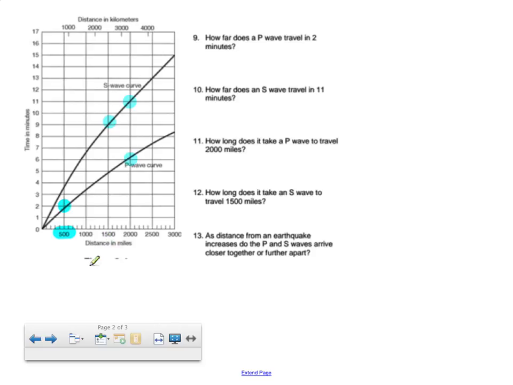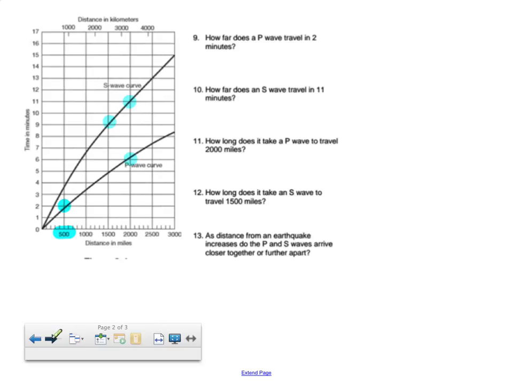Antasia, Aria, and Jeremiah. As distance from an earthquake increases, do the P and S waves arrive closer or further apart? Further apart, and you see this big gap in between as distance increases. Yep, when it begins to slow down. Yep, yes. Yeah, right.